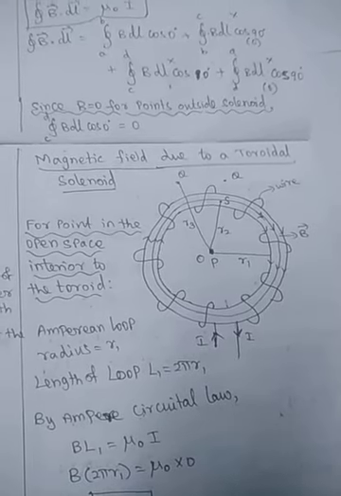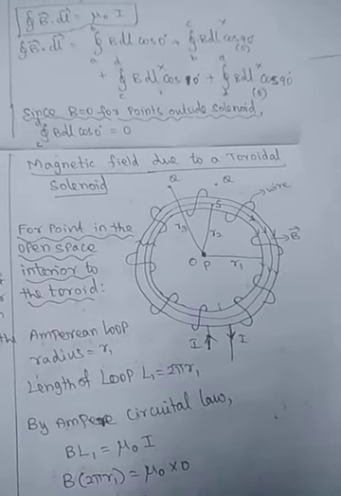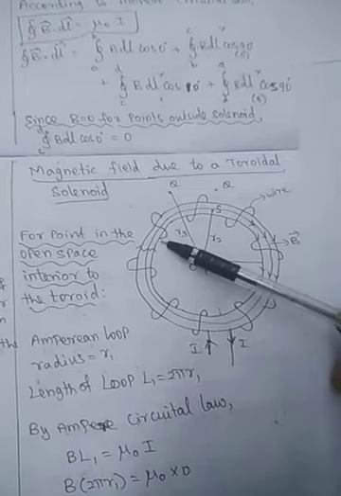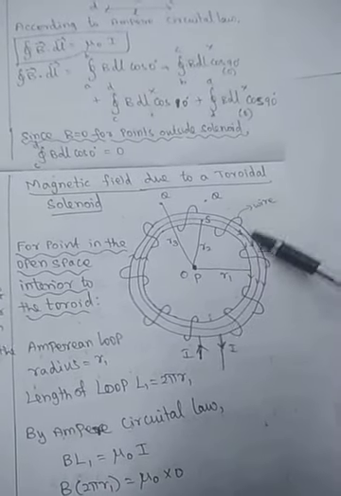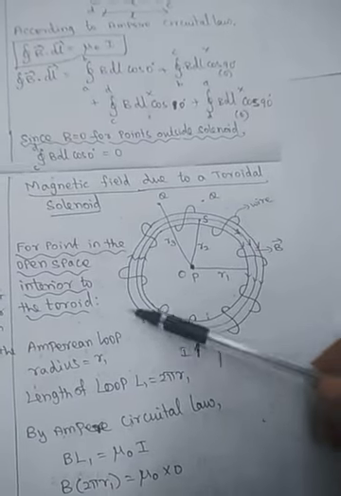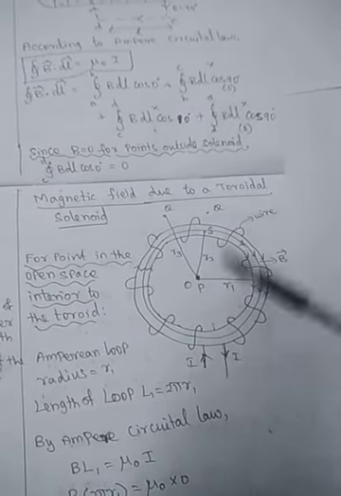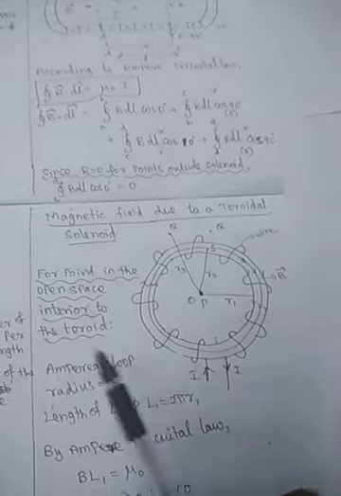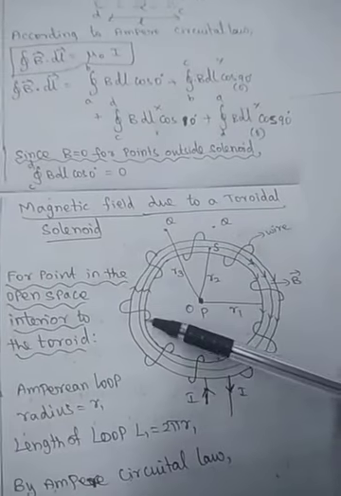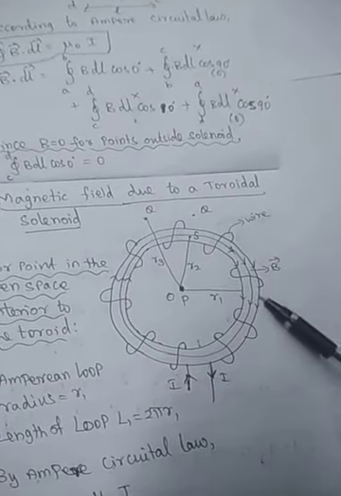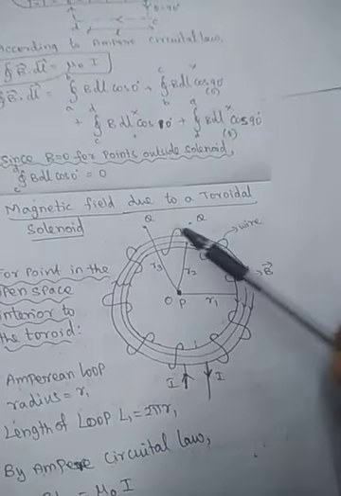Magnetic field due to a toroidal solenoid. Very simple, students. The coil of wire will be wound in a circular loop. Take a bangle and wind a coil of wire over the bangle. That will be like this. So this center line represents the magnetic field. This structure is called a toroidal structure.